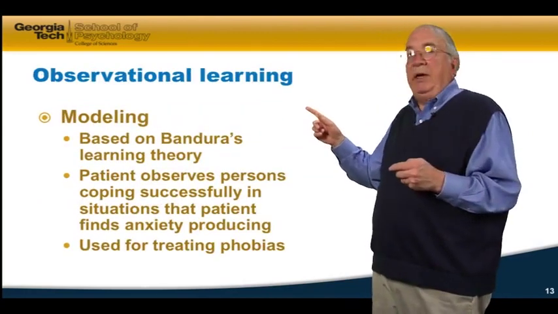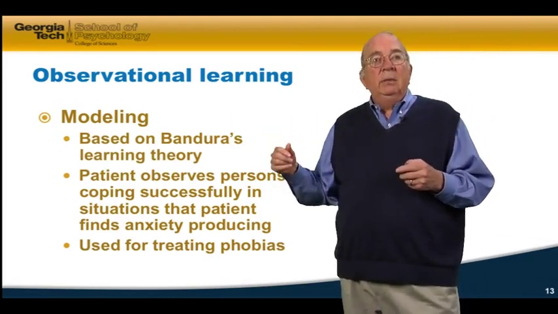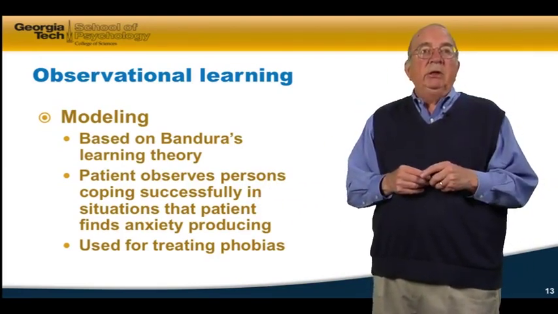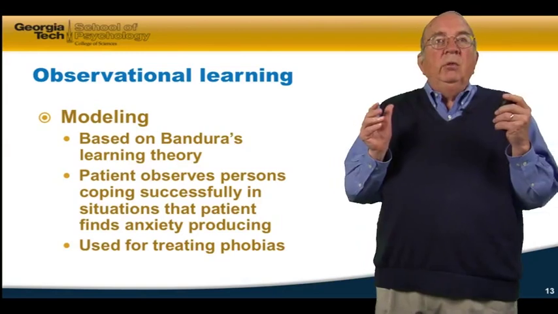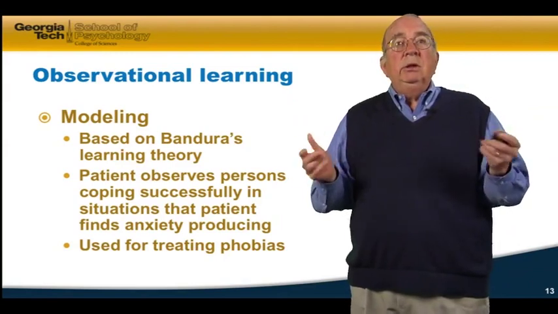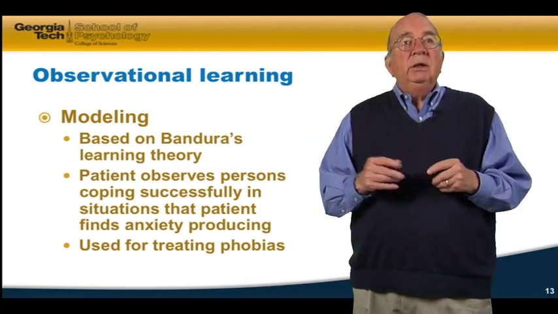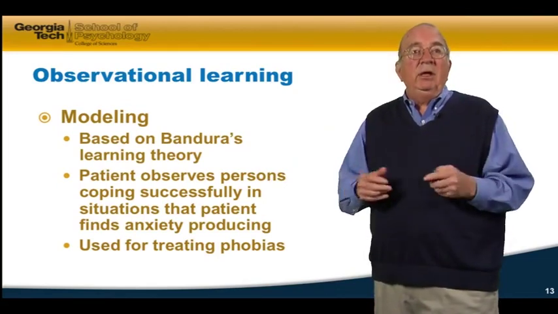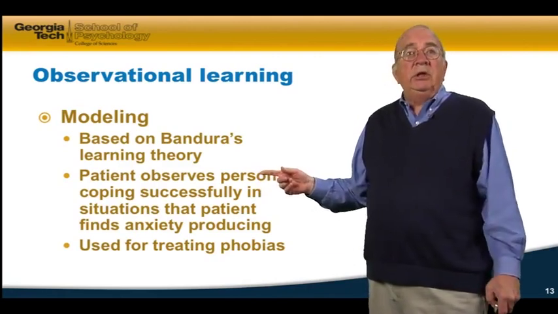And then finally, I want to talk about observational learning, which is based on Bandura's learning theory. And the technique is modeling, where you simply have the patient observing people that are coping successfully with the situation that produces anxiety in the patient. Remember, Bandura's theory was that children learn things by watching other people, watching parents, watching peers, and by observing, you actually can learn the appropriate response. So here it's just used in therapy. The patient watches how people successfully deal with the anxiety-producing stimulus, and that's good enough to cause changes in the patient.